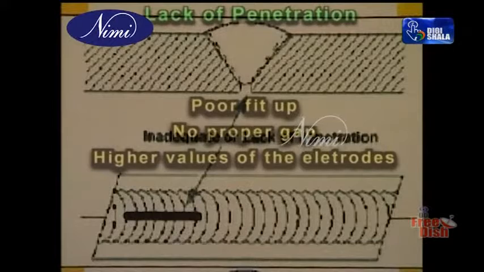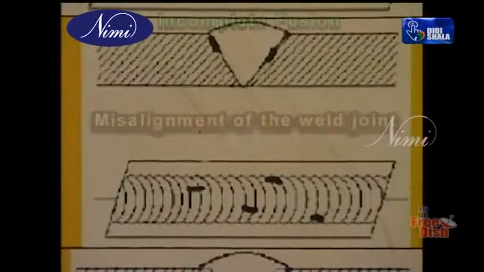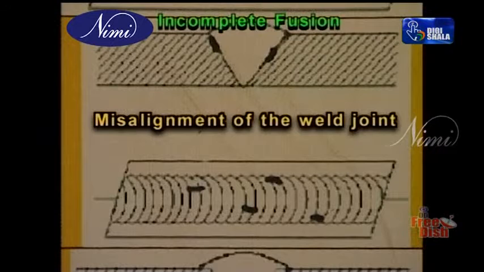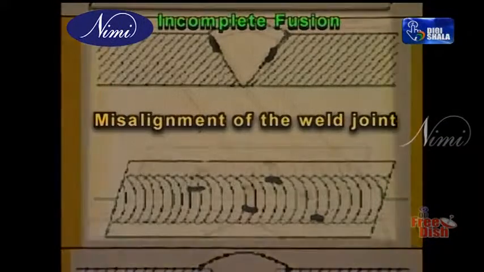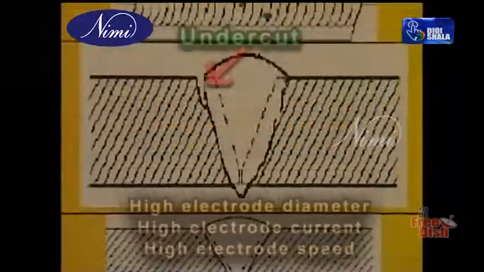Lack of penetration is due to poor fit-up which has no proper gap, and due to higher values of electrodes. Incomplete fusion, where the metal is not getting fused, is again due to the misalignment of the weld joint in the fit-up. Another defect is slag inclusion, due to the narrow root gap. The flux getting entrapped during welding is called slag.